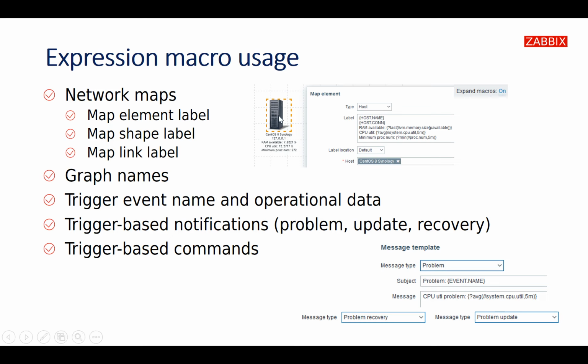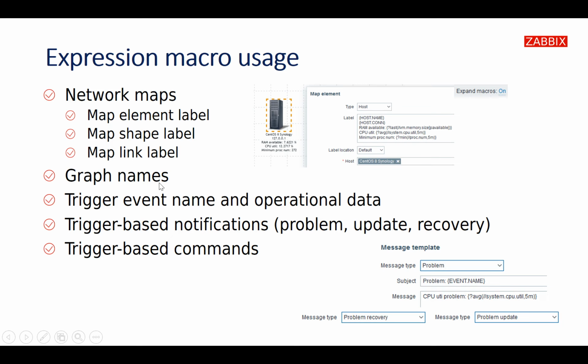Here, for example, for an element label, we are using a combination of built-in macros, static text, and also expression macros. This is an opening curly brace, question mark, and we are using the functions last, average, and minimum. Then we are referencing the same host to which this label is applied, followed by the item key that we would like this function to be applied to. For last, we do not specify any time interval. For average and minimum, we need to specify a time interval, which is 5 minutes in this example.